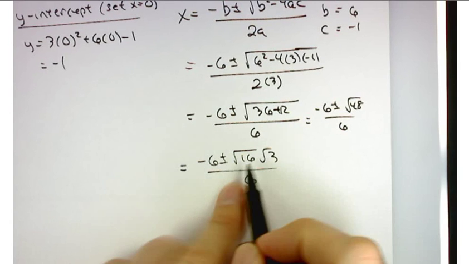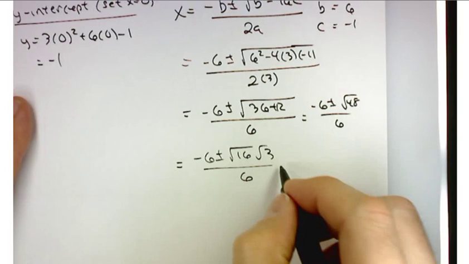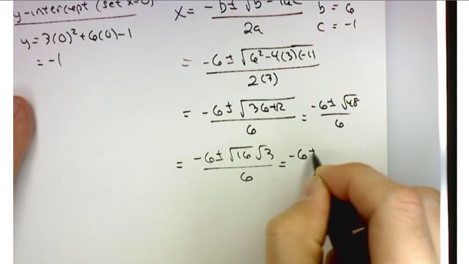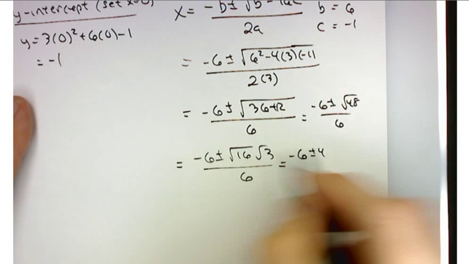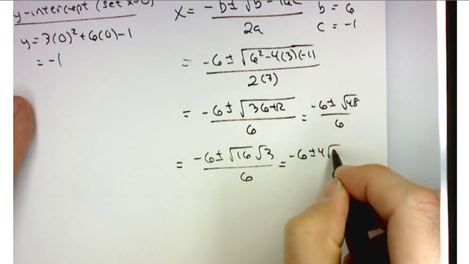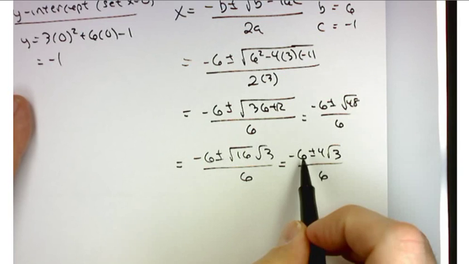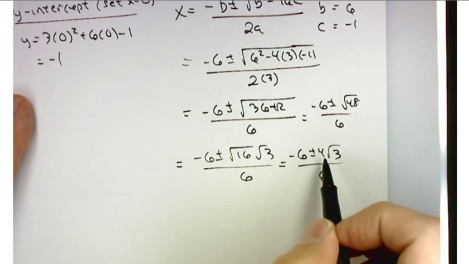Now, why did I split it up like that? What's the advantage here? Yeah, I could take the square root of 16 as 4. One thing you have to be careful about, you can't add these terms together. Why not?